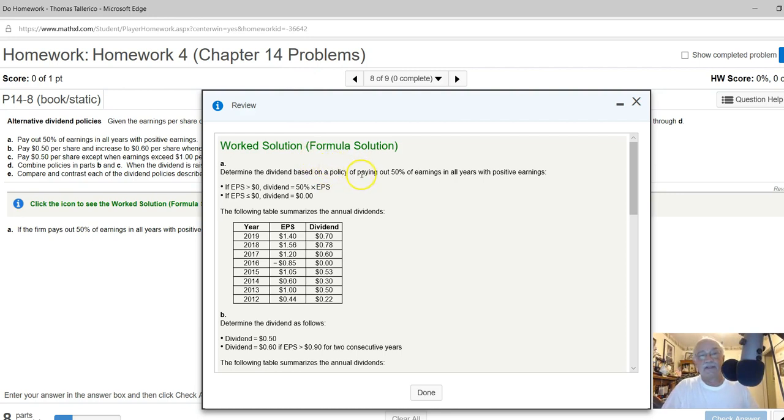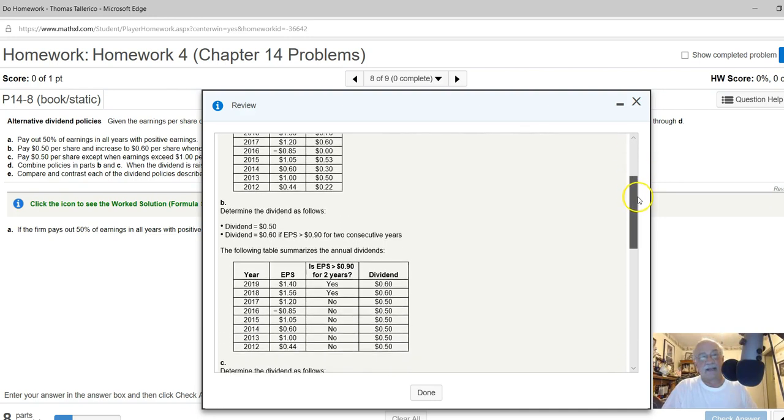Determine the dividend based on a policy of paying out 50% of earnings in all years with positive earnings. And they tell you here's the little equation you need to know. And here is the dividend, 50% of each. And then over here it's negative, so it's 0. Everyone see that? Other than that, it's 50%, 50%, 50%. So again, I don't know where maybe there was a typo on your end.